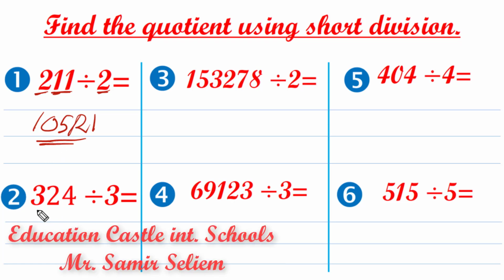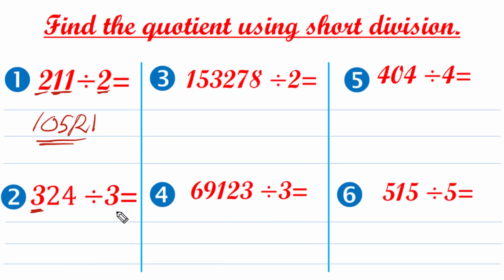324 divided by 3. Start from left to right as we studied before. 3 divided by 3 equals 1. 2 divided by 3 doesn't work. We write 0 in the quotient. Take the 2 digits. 24 divided by 3 equals 8. Now the quotient is 108.